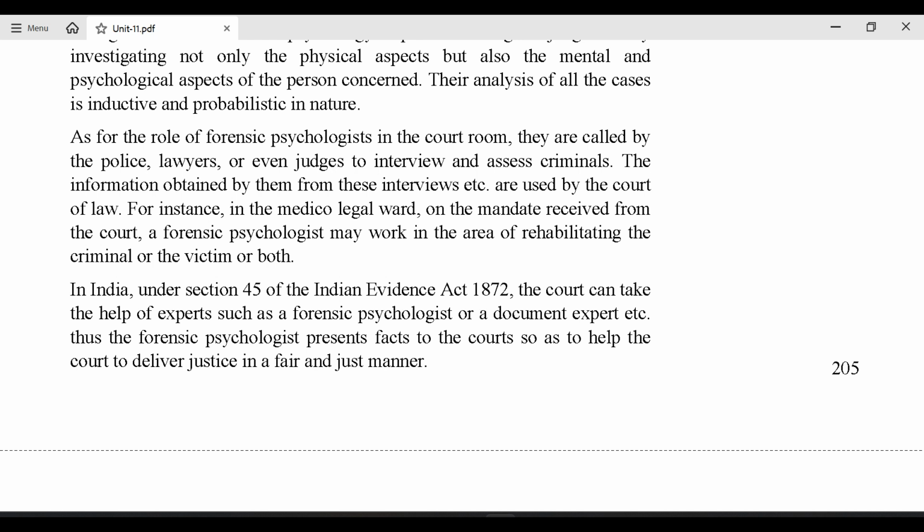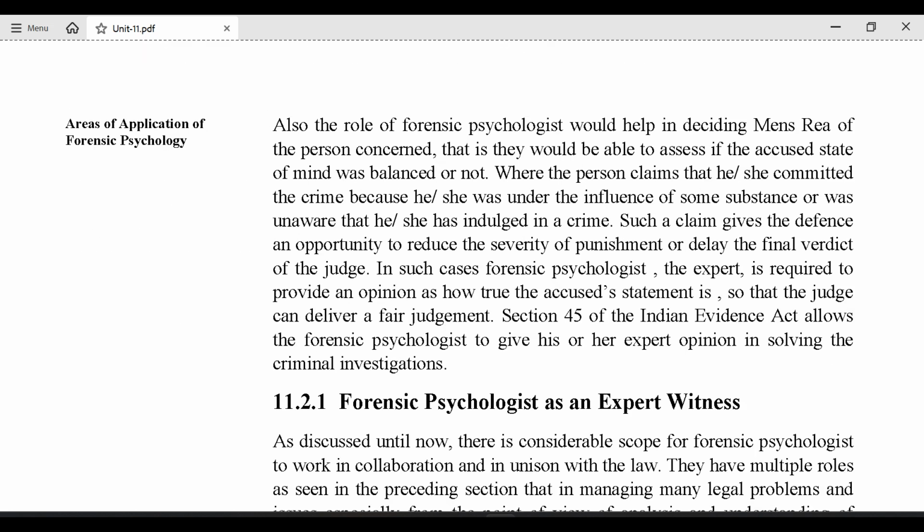In India, under Section 45 of the Indian Evidence Act 1872, the court can take the help of experts such as a forensic psychologist or a document expert etc. Thus the forensic psychologist presents facts to the courts so as to help the court to deliver justice in a fair and just manner. Also, the role of forensic psychologist would help in deciding mens rea of the person concerned, that is, they would be able to assess if the accused's state of mind was balanced or not.